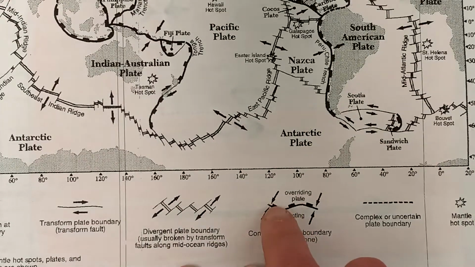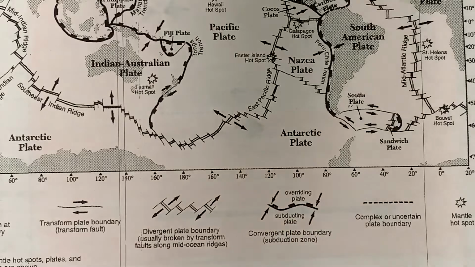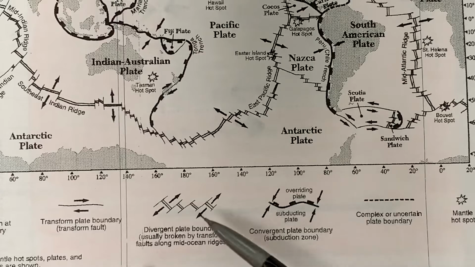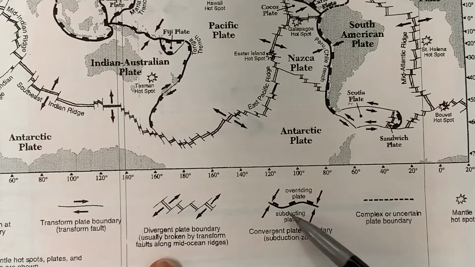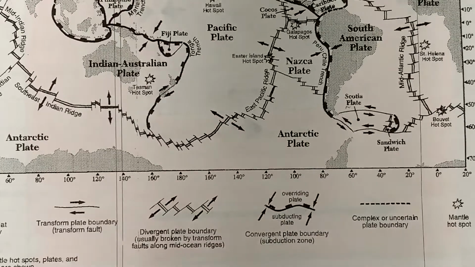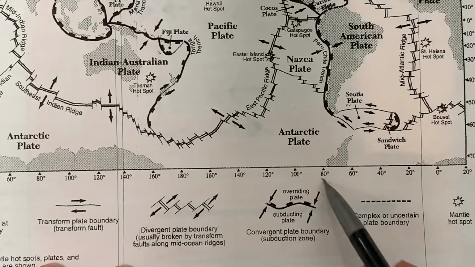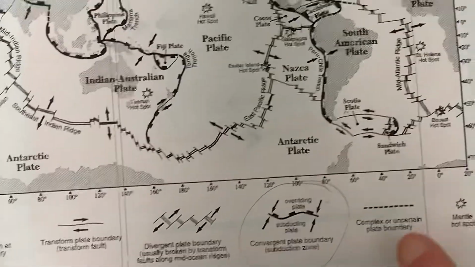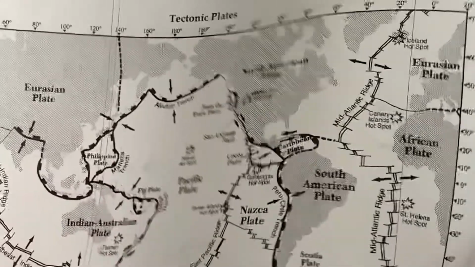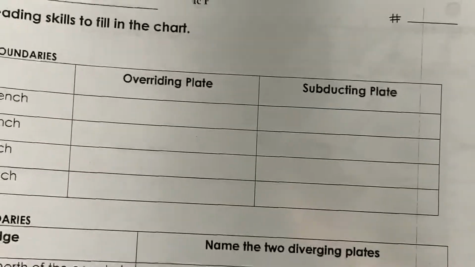But where there are these tiny little teeth marks right here, that's going to be where we have a subduction zone. So the side that has these teeth marks is the overriding plate, and the side that does not have these teeth marks is going underneath the overriding plate. Okay, so this is the only really new symbol that you're going to get. All right, let's go back to our worksheet.